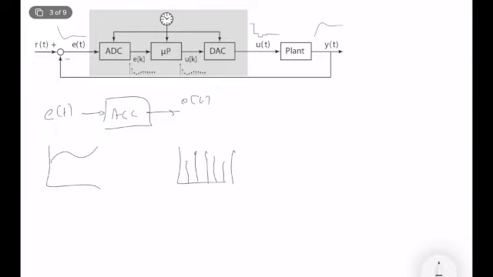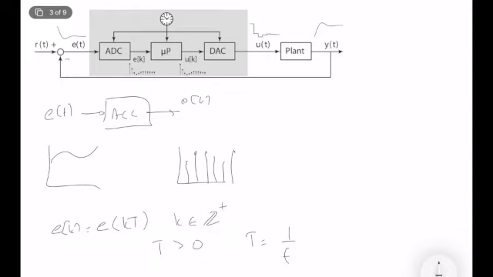Mathematically, E of k is equal to E of kT, where k is an element of the integers. We assume it is unilateral. And T, which is of course greater than 0, is the sampling time of the system. We know that T is equal to 1 over f, where f is the sampling frequency and T is the sampling period. We assume that T is constant for the whole system and it is fixed.